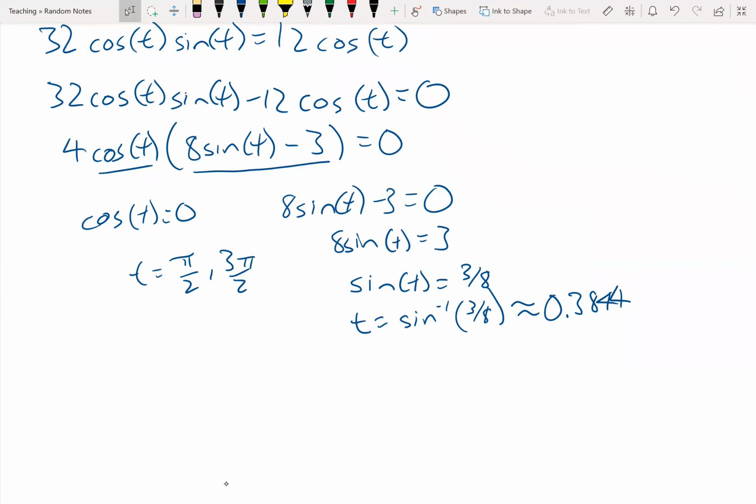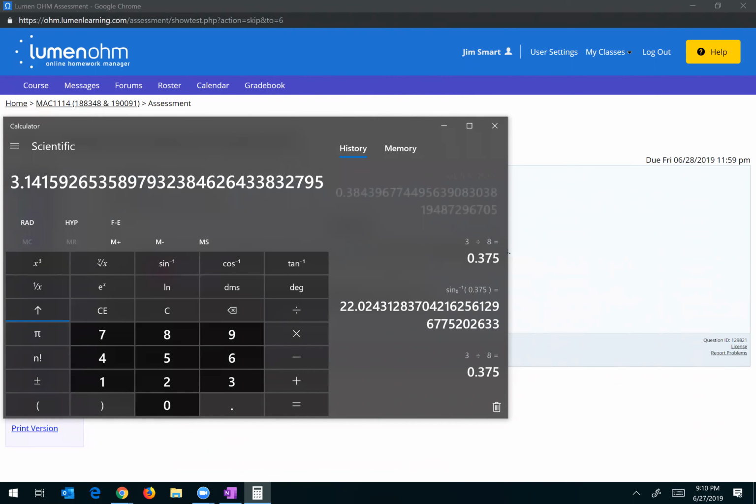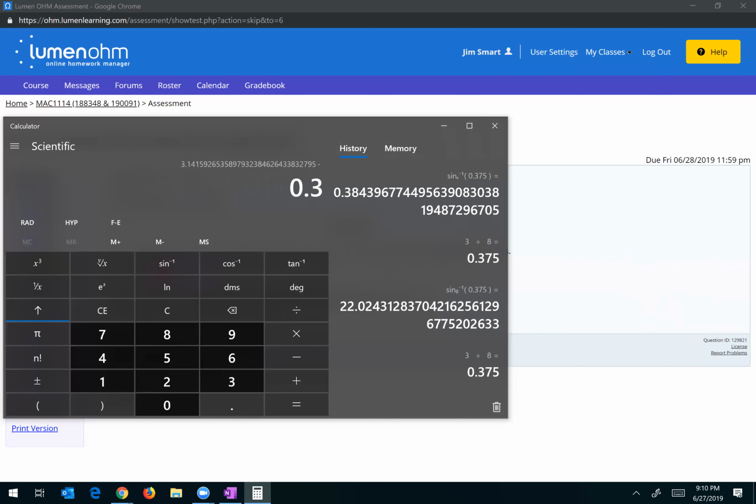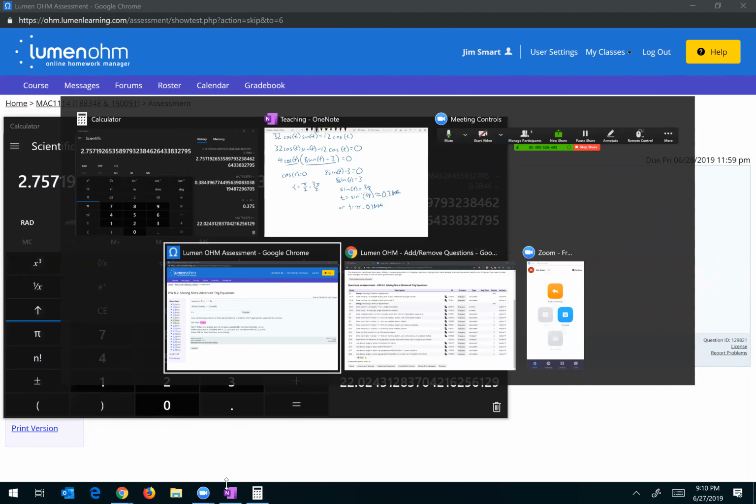So my other angle will be in the second quadrant. That's where sine is positive. So another solution for t would be t equals pi minus that reference angle of 0.3844. So if we take our calculator, we're going to do pi minus 0.3844, 2.7572. Okay, so now we can enter those answers in.